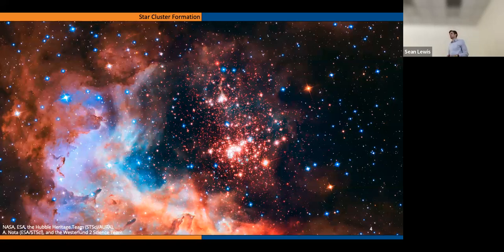This cluster is 20,000 light years away, so it's far. So there are stars between us and it. Some of these are foreground stars, but some of them, like this here, is what's called a binary Wolf-Rayet star system. So that's within the cluster.